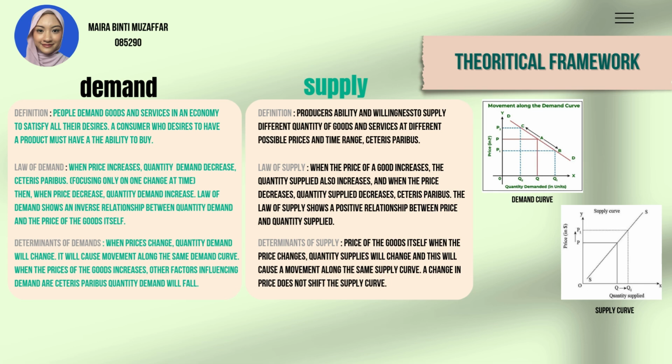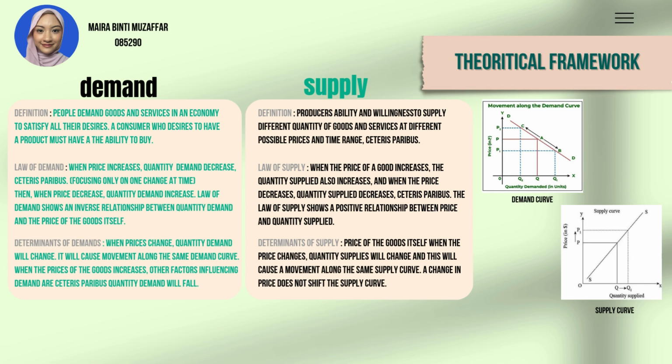Secondly, supply. The definition of supply is the willingness and ability of producers to offer goods and services at different prices. Law of supply: when price increases, quantity supplied increases, and when price decreases, quantity supplied decreases. This shows a positive relationship.